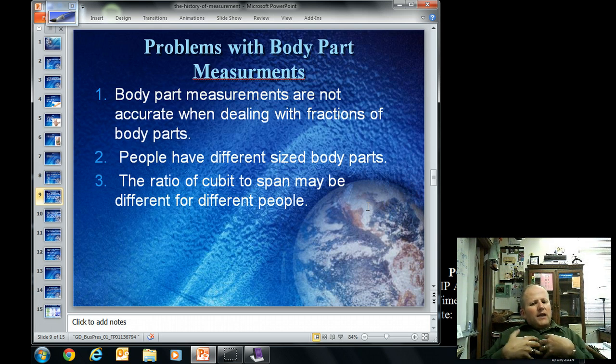If I gave you my measurements for a table in my cubits, spans, palms, and digits, and you went home and made that table based on my measurements, you're not going to build the same table that I had, because our numbers don't correspond to our body parts, because the body parts, our arms, are different sizes. So this was perfect if you were making all the tables based on your measurements, but if you had to talk to somebody, now the system breaks apart.